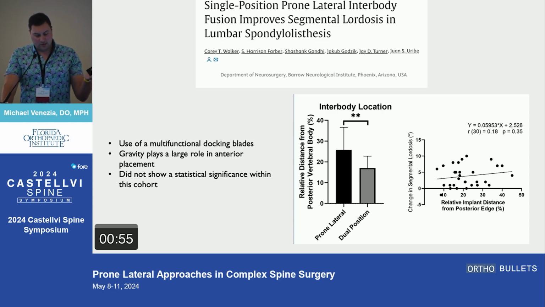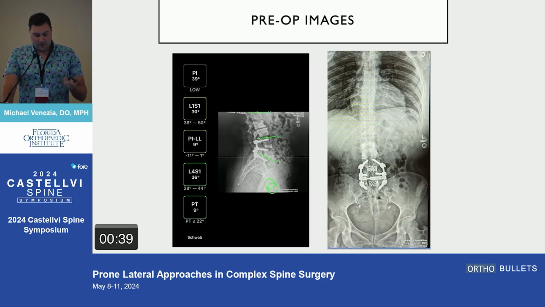But what was interesting is he also looked at where you're docking these cages. And I think that's a unique advantage, more so if you're utilizing a dual blade retractor system, which there are a few companies out there that utilize. And this allows you to dock your retractor wherever you want on the disc space. And I utilize this for different purposes.